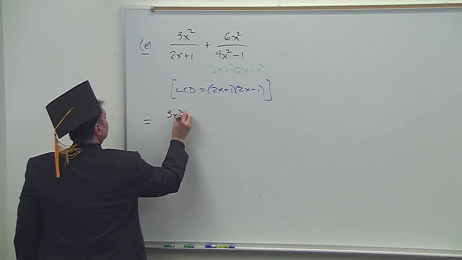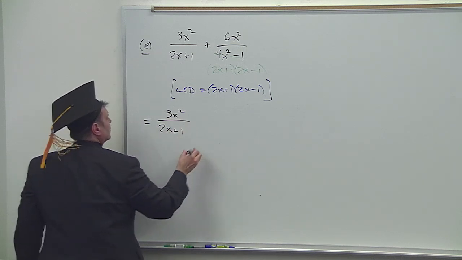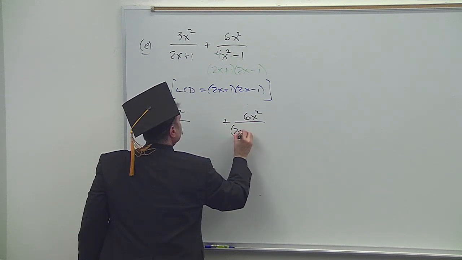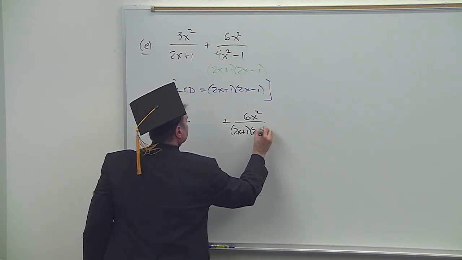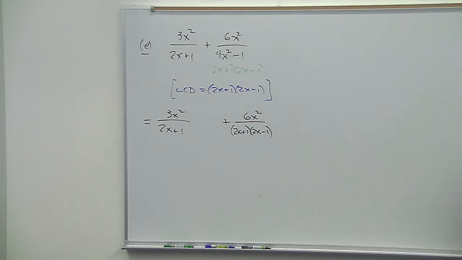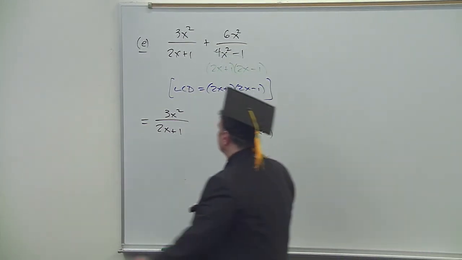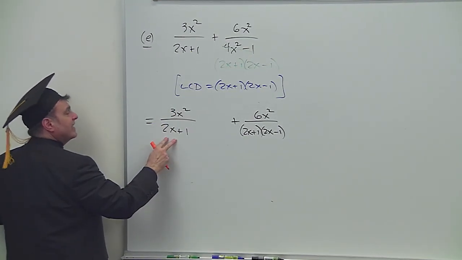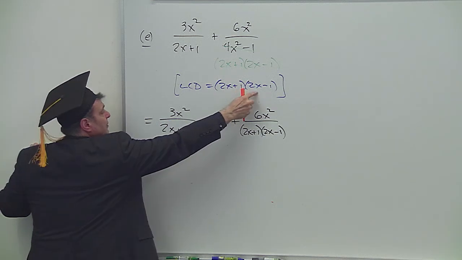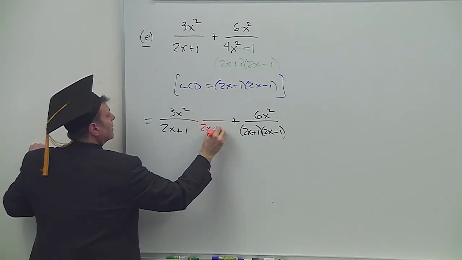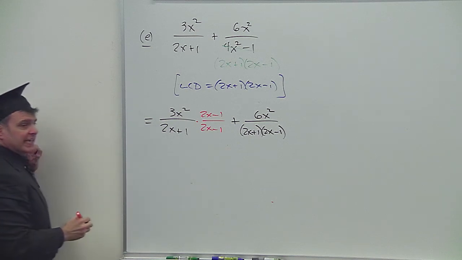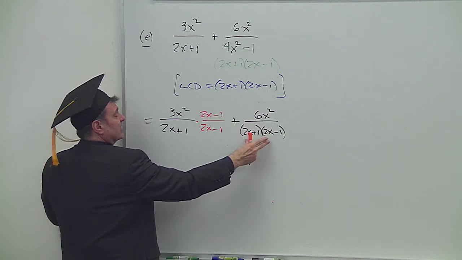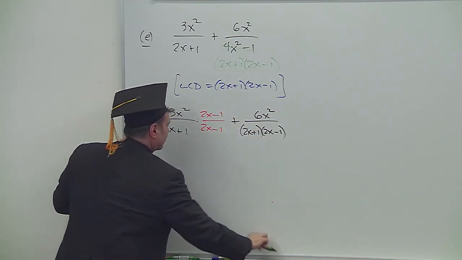Our next task is to raise these fractions to higher terms so that the new denominators are the least common denominator. For the first fraction, we compare the original denominator to the LCD, and we ask ourselves, what's new? What's new is the 2x minus 1. So we multiply numerator and denominator by 2x minus 1. Conversely, this fraction does not need to change. It already has the LCD as its denominator.